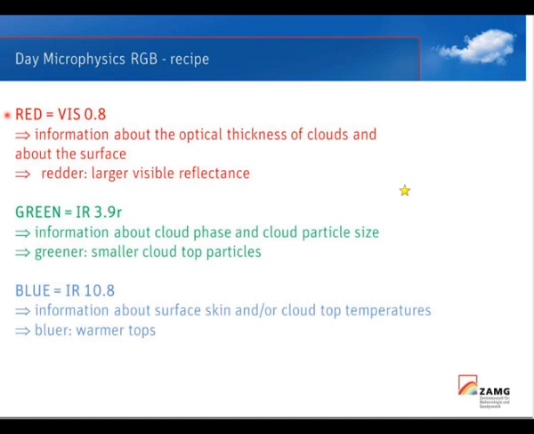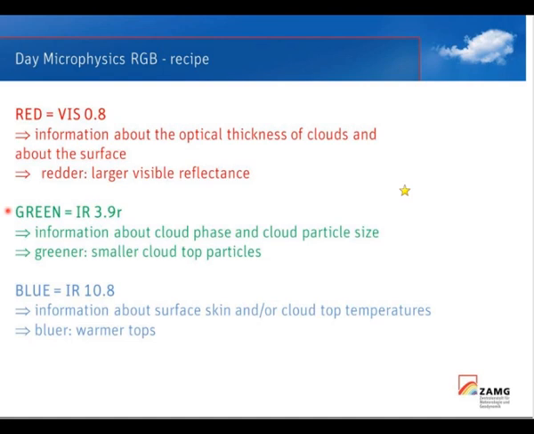So on red we have the visible 0.8, which gives us information about the optical thickness of clouds and about the surface. It means the redder the image is, the larger the visible reflectance. On the green beam we have the infrared 3.9, and not the full infrared 3.9, but just the solar component of this channel, just the reflective part.